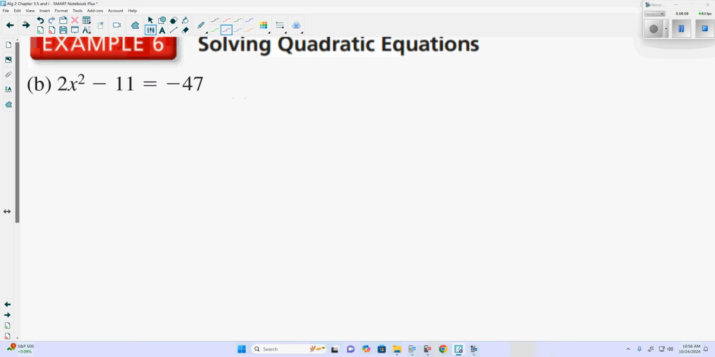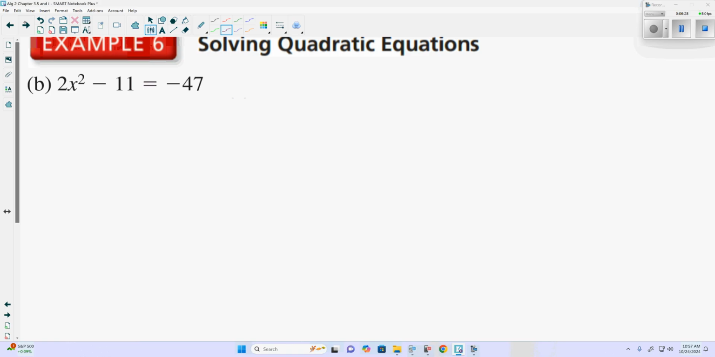2x squared minus 11 equals negative 47. Again, we could try factoring and graphing it. It's not going to work for this here. But we can still use the square root method. And the reason we can use the square root method is there is no middle term. There is no x to the first power. We just have x squared.